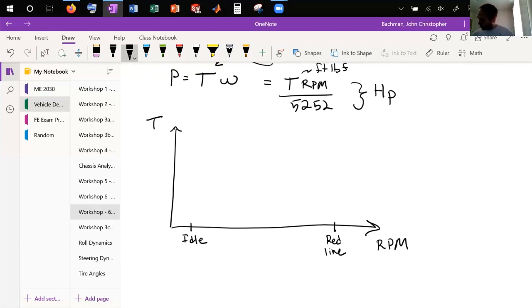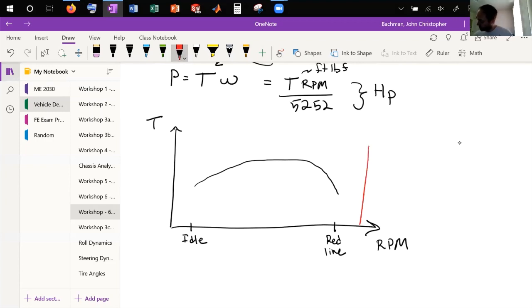Have some red line RPM, and this will typically have some kind of hump, and then start to drop off pretty strongly at these higher RPMs. And then we know that power is torque times the speed. So if we take all of these values and multiply them by their associated RPM on the horizontal scale, we'll get power.